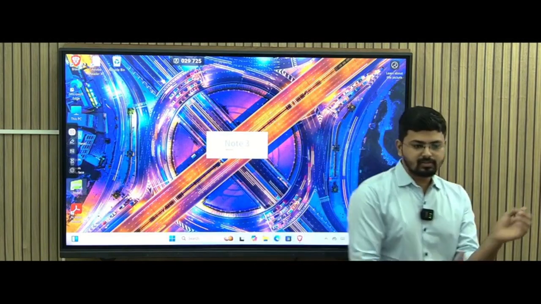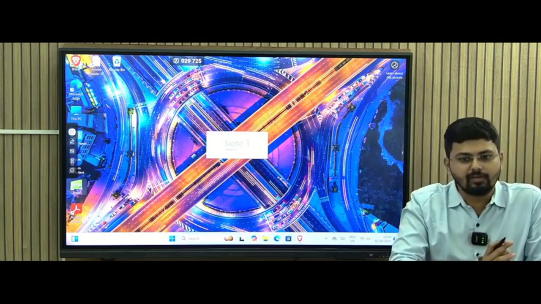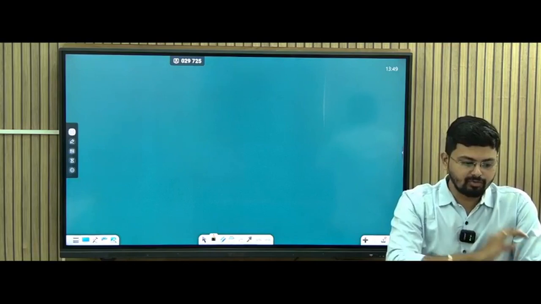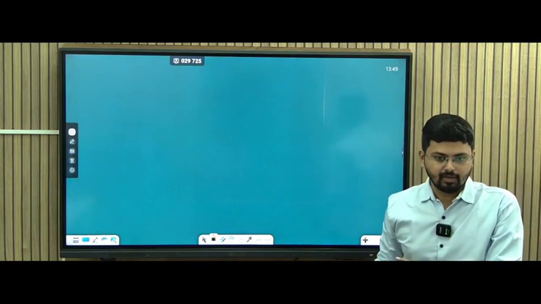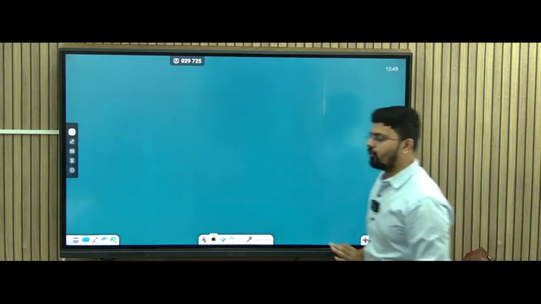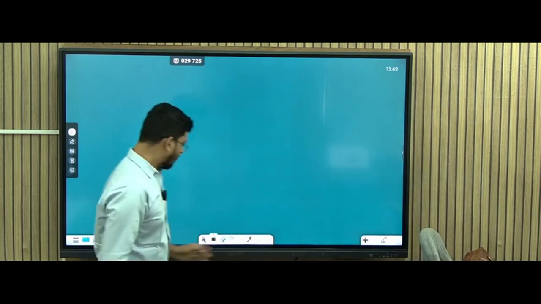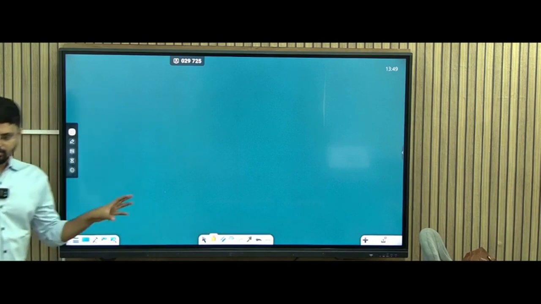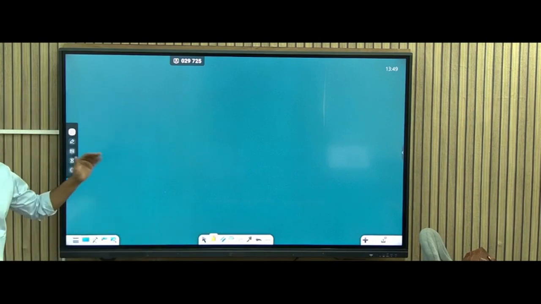So 1.6 is the area where we generally feel difficulty. In 1.6, what we have to do is find a way where we'll be able to remember things very easily. So how is it possible? First, what is generally asked in this?